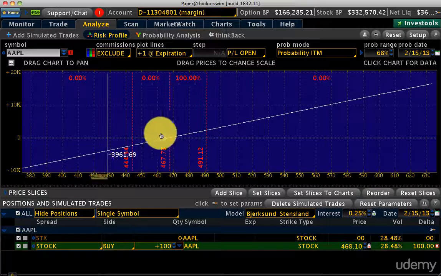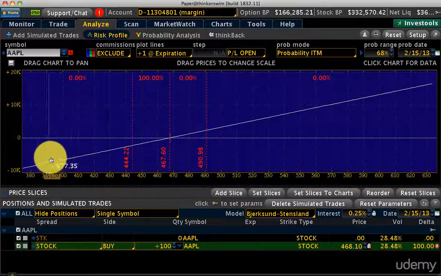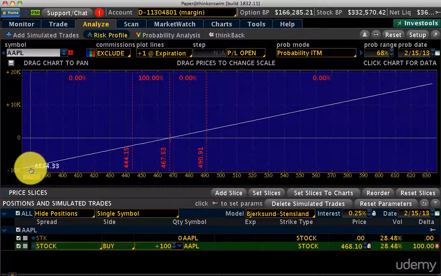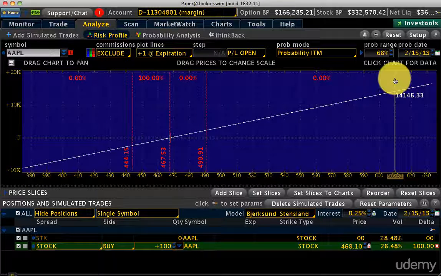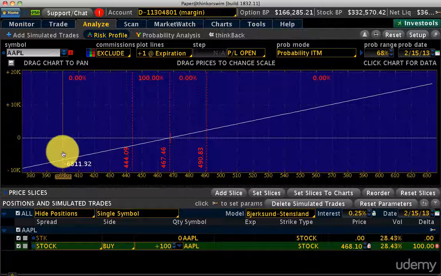So let's say you own this stock position. Your risk profile is a diagonal line going from the bottom left up to the top right. And if you wanted to hedge it for any downside risk, then what would you do? You would think of buying a put option because the put option increases in value as your stock goes down.